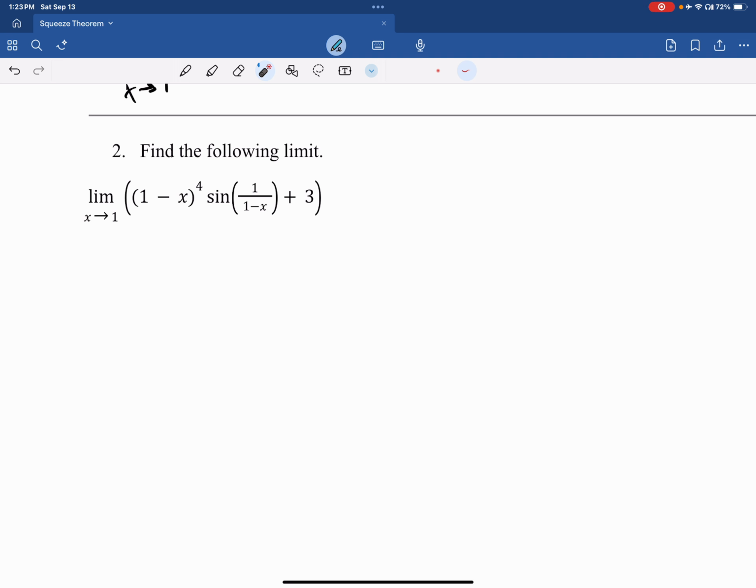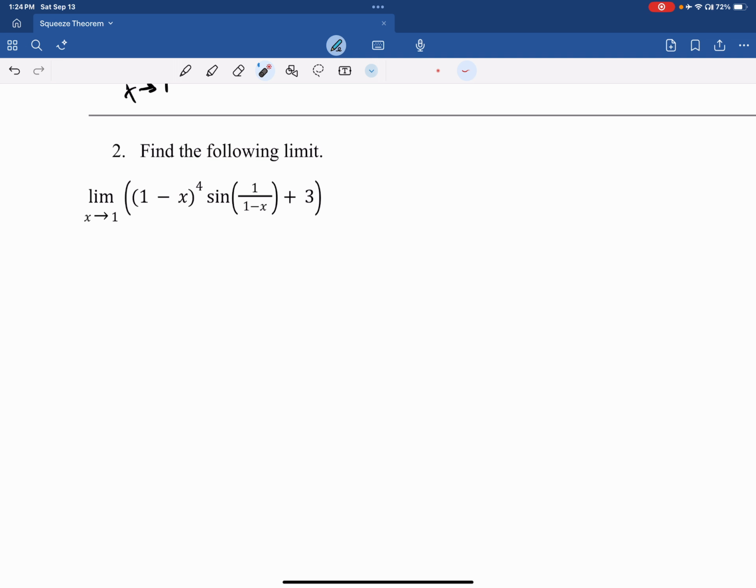Look at this function right here. We want to calculate the limit as x approaches 1 of the quantity 1 minus x, that quantity raised to the fourth, times the sine of the quantity 1 over 1 minus x, plus 3. This is a nasty, nasty function. And notice if I plug in the number 1, I would have 1 minus 1 in the denominator here, so this would be the sine of 1 over 0. Well, that's undefined.